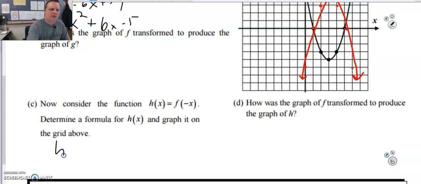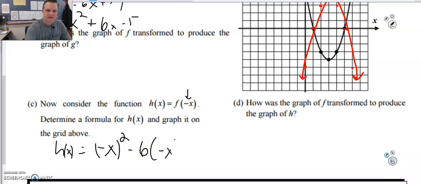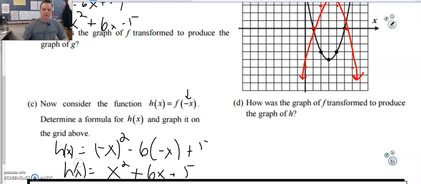Okay, so with h of x, what happens here is you put a negative x in parentheses every place you see an x. So it's negative x squared minus 6 times negative x plus 5, which becomes, if it's a negative x to an even power, it stays the same, whatever it was. And then this one changes, and the constant, of course, stays the same. So I have my h of x equals, okay? And I'll go ahead and put that in the graph.